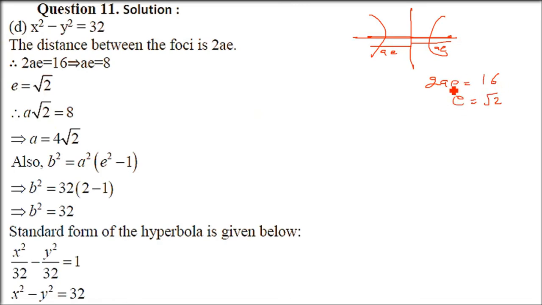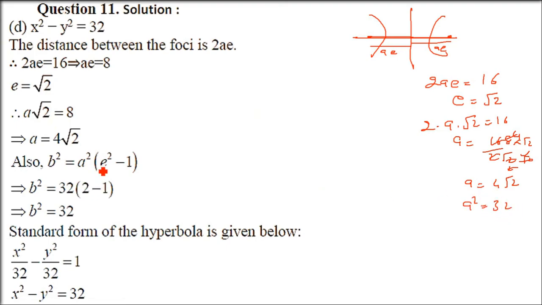Just put e as root 2 here. So 2 into a into root 2 equals 16. So 2 goes there, 2 8s are 16. This is 8 by root 2. Now multiply numerator and denominator by root 2. So root 2 in the denominator will give you 2. This will be 4 root 2. So a square will be 4 into 4, 16, root 2 squared is 2, 16 into 2 is 32. So a square is 32.